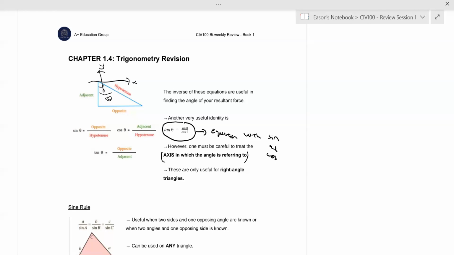But a lot of the time, the question will ask what is the resultant force with respect to a certain axis, which is normally the positive x-axis. So depending on the quadrant that you are in, you will have to do some addition or subtraction to get the final answer with respect to the positive axis. Am I clear about that?